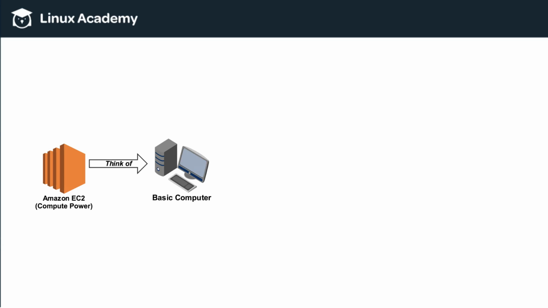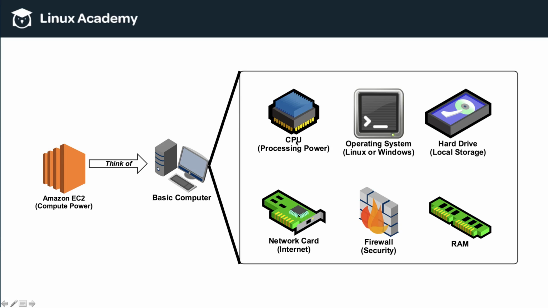So when you talk about EC2, what I want you to do is just think about a basic computer. That's basically what EC2 is. It's the virtual equivalent of the computer that is currently sitting in front of you. Again, that is a drastic oversimplification, but in terms of the concept, that's essentially what it is. So what does a basic computer have, right? It has a CPU for processing power, an operating system, in AWS's case, either Linux or Windows. It has a hard drive or local storage, a network card, which is how it can access the internet. It has a firewall for security, and RAM to access and run programs.